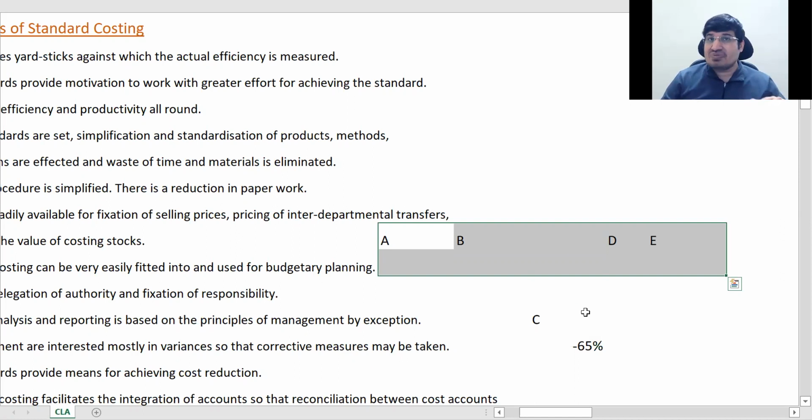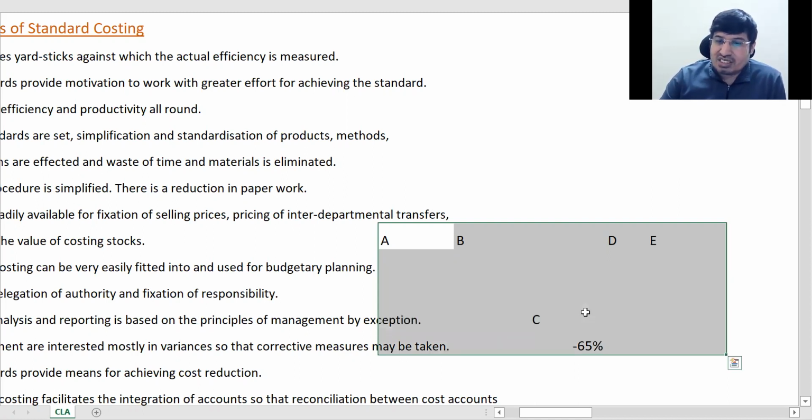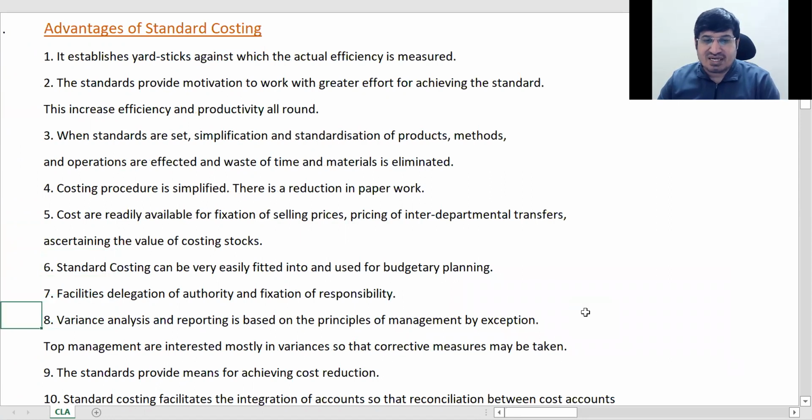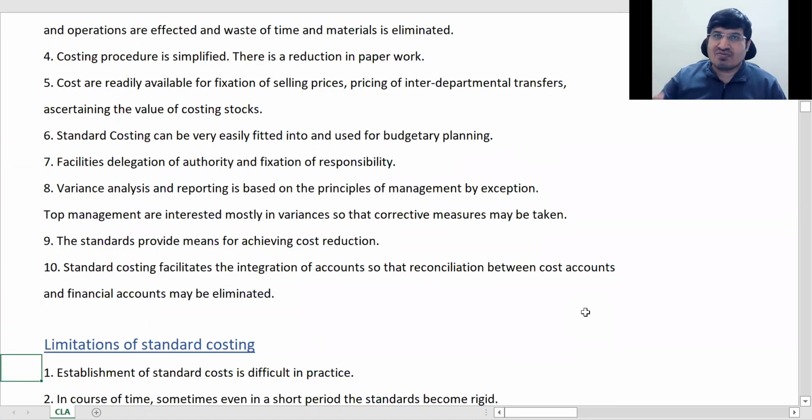Remember that an exception can be positive or negative. If you have done a very good job, we again say you have done exceptionally well, right? The same is for negative also. Because of standard costing, it is possible for us to do management by exception. That's why the top management is interested in standard costing. Because everything is available, ready comparison can be made, and whatever is really bad will be highlighted to them. So it aids management by exception.